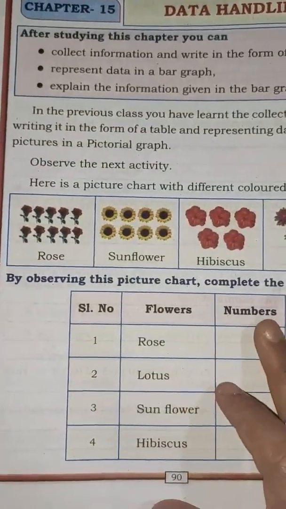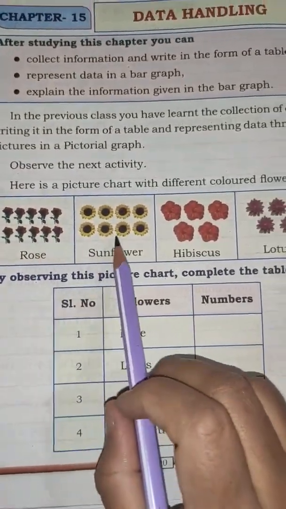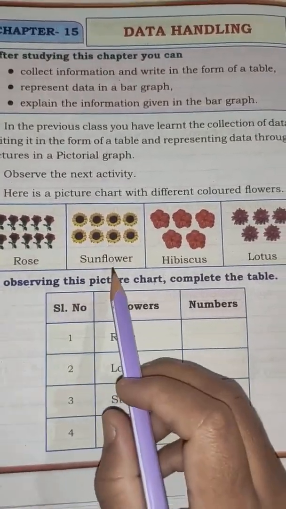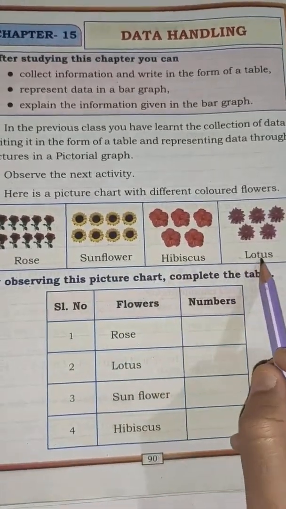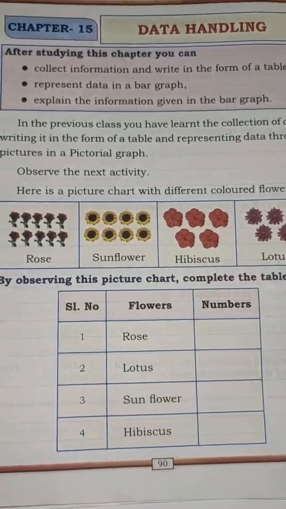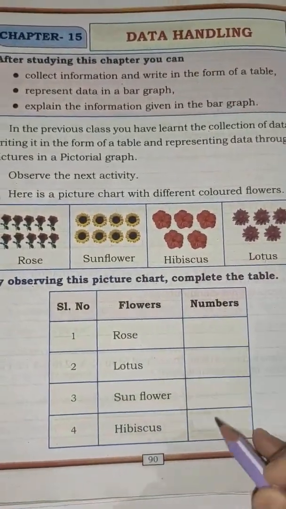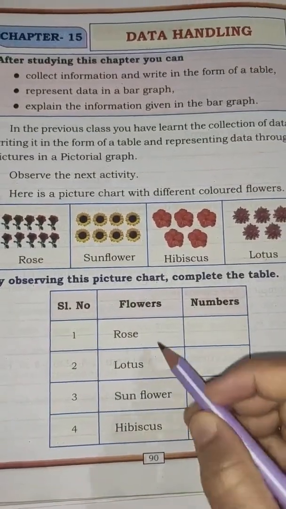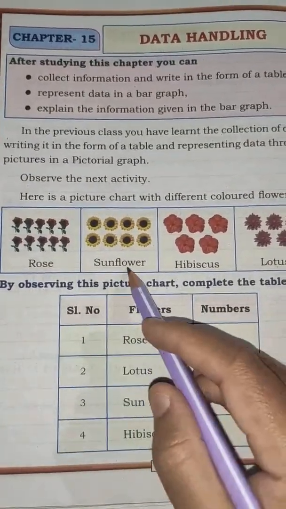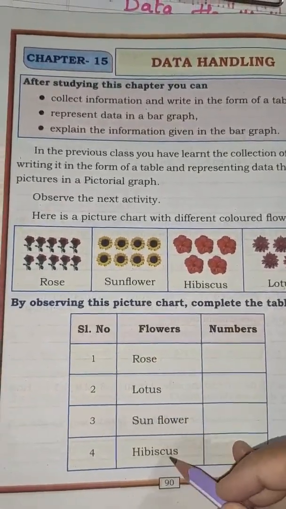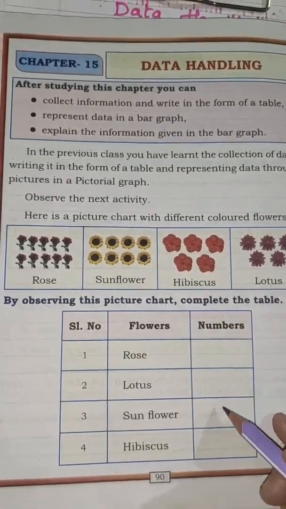Okay, so children, can you see here? Here are some pictures of different flowers. Here is a rose, sunflower, hibiscus and lotus. By observing this picture chart, complete the table. You have to complete this table. Here are the flowers: rose, sunflower, hibiscus, lotus.